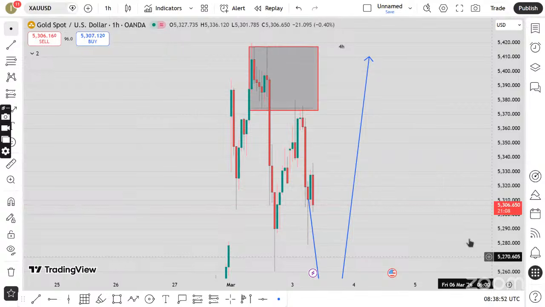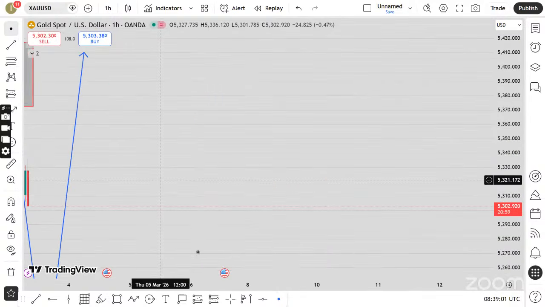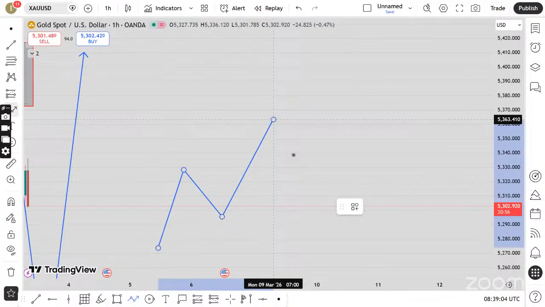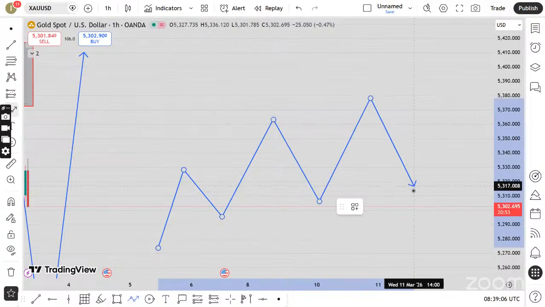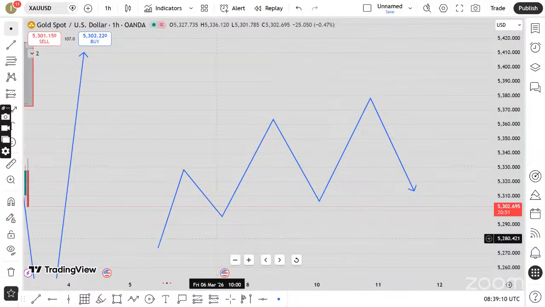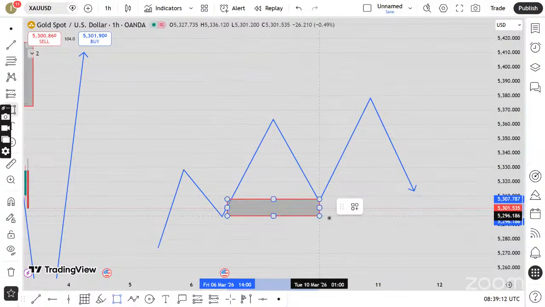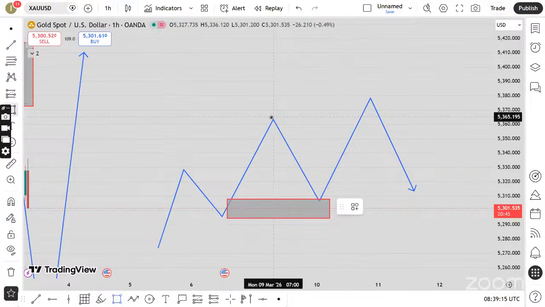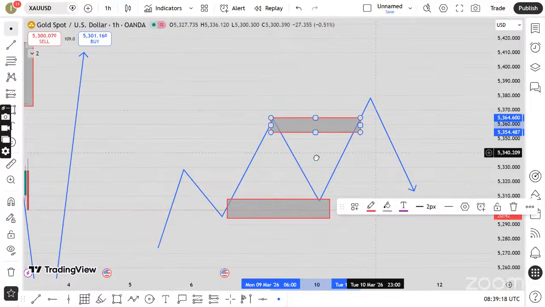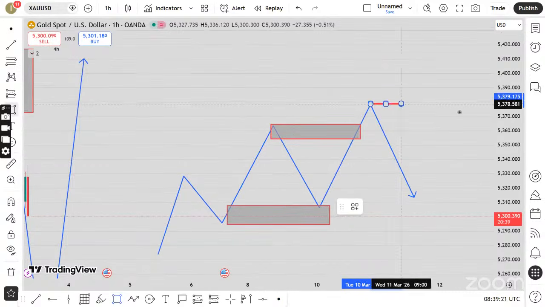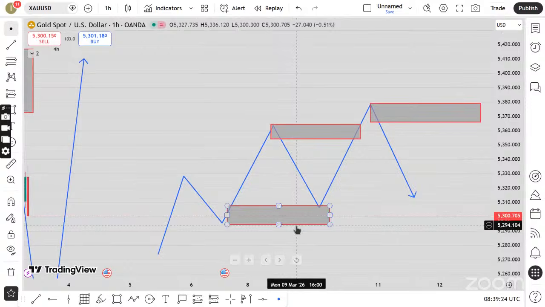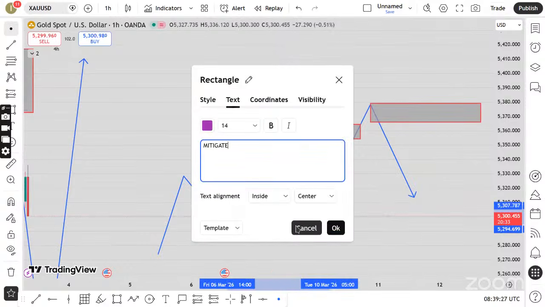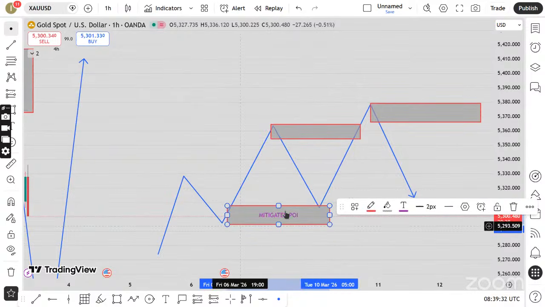All right. So now, if you look at this POI that is here, it is mitigated. So mitigated is something that has been used. For example, let me just make it simple. You have two POIs here. You have this POI, and you have this POI. Now, this POI, which is here, is mitigated. Mitigated means price has made use of this zone.